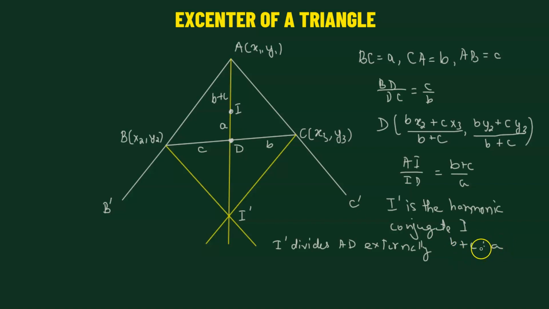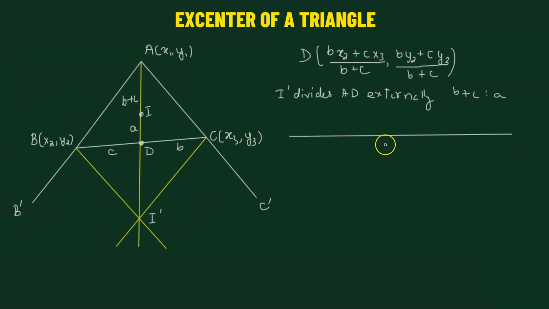Now we can apply the external section formula, so let's try to find out the coordinates of I prime. Here we are considering this line AI prime. This is the endpoint A, and the other endpoint will be denoted by I prime. Here we have the incenter I and then we have D. We have already defined that the incenter I divides AD in the ratio b plus c and a.